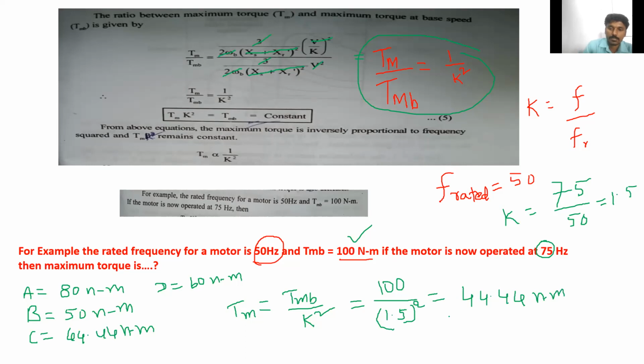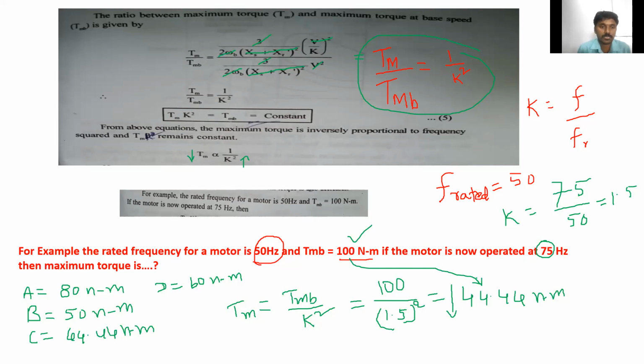First, from this equation we can say that if the frequency increases, the torque will decrease. We have to prove this. Here the frequency increased from 50 hertz to 75 hertz, so the torque should decrease. When the motor is operating at 50 hertz, the torque is 100 Newton meters. When the motor is operating at 75 hertz, the torque decreases to 44.44 Newton meters. It decreased, right? So when the operating frequency of the motor increases, the torque will decrease.